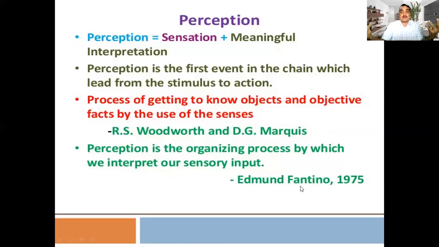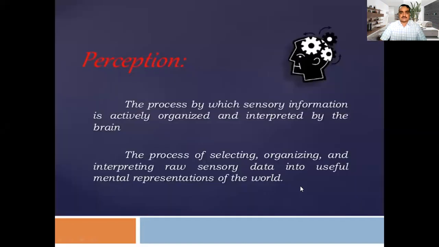The information that I receive about what is happening in and around me can be systematically organized and well executed, so that it helps me get more comprehensive information about what I am actually thinking of. That process is perception, according to the definition Edmund gave in 1975.